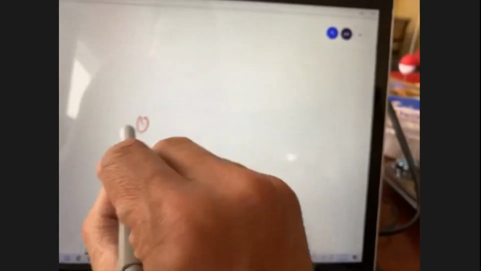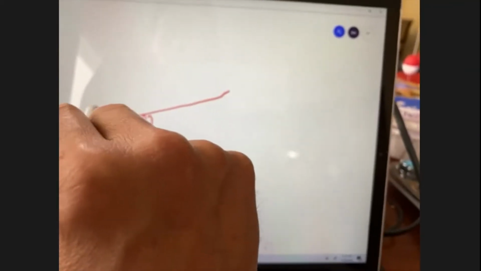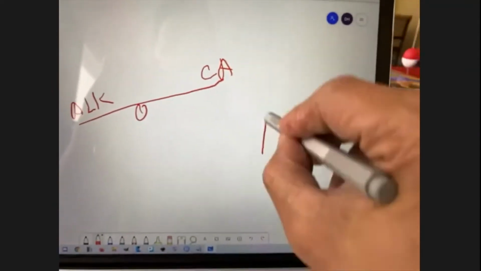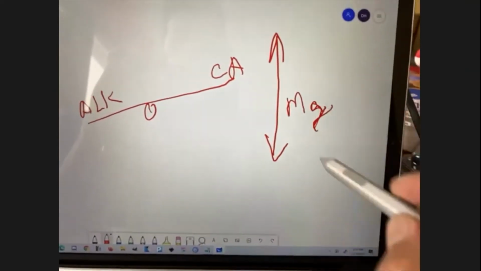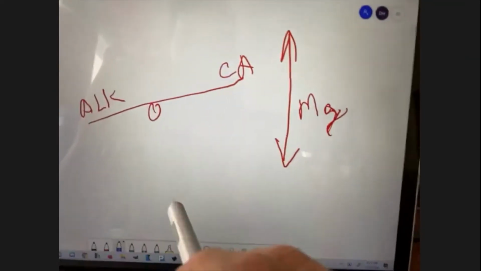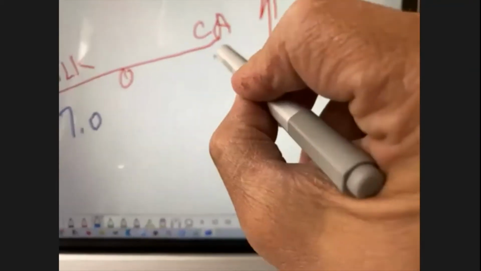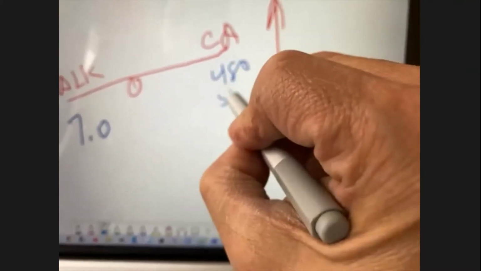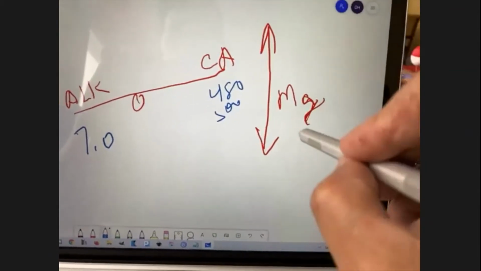Okay, so if you look at a scale like this, right here you have alk on one side and calcium on the other side, and the vertical scale up and down is your magnesium. If your alk is low at 7.0, your calcium is probably going to be pretty high, maybe 480, 500, maybe even above that. And your mag will control what level you can keep.